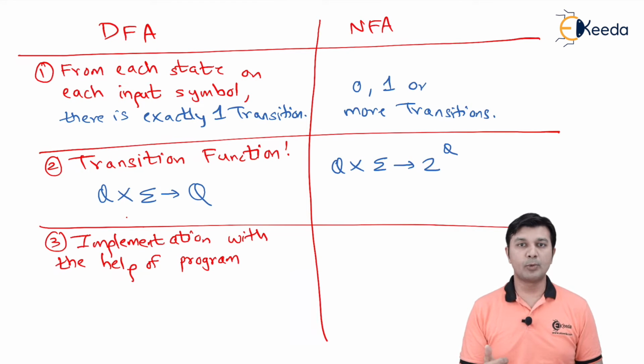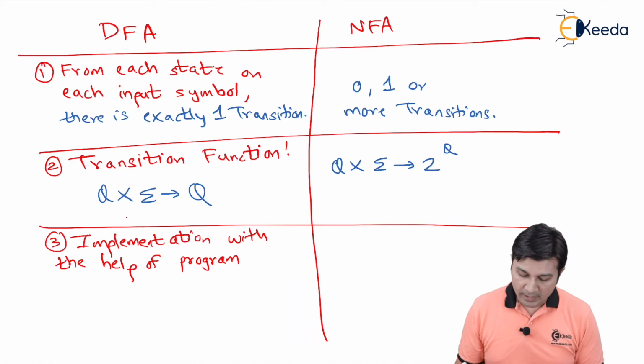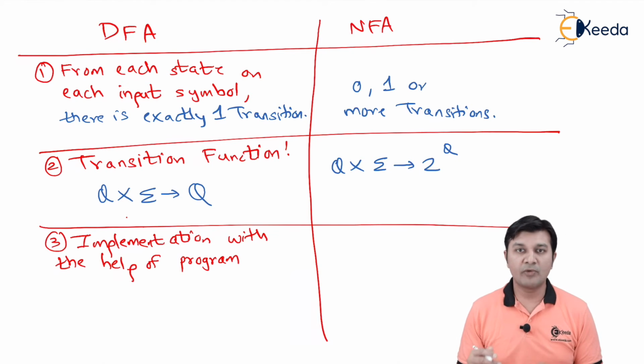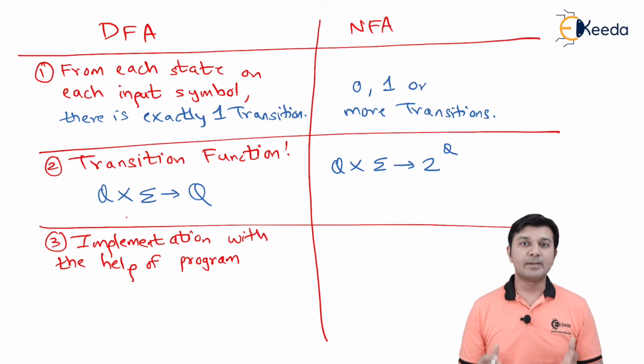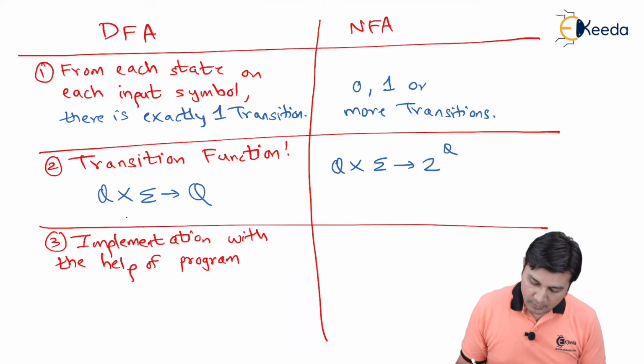Moving on to the third point of DFA versus NFA. Here we say the implementation with the help of a computer program. By this I mean, if we are implementing a deterministic finite automata with the help of some coding language, let's assume for now the C programming language, the implementation of DFA with the help of the program is going to be very simple. And what is the reason for its simplicity? Its deterministic nature. So I say the implementation of DFA with the help of a computer program is going to be simple.